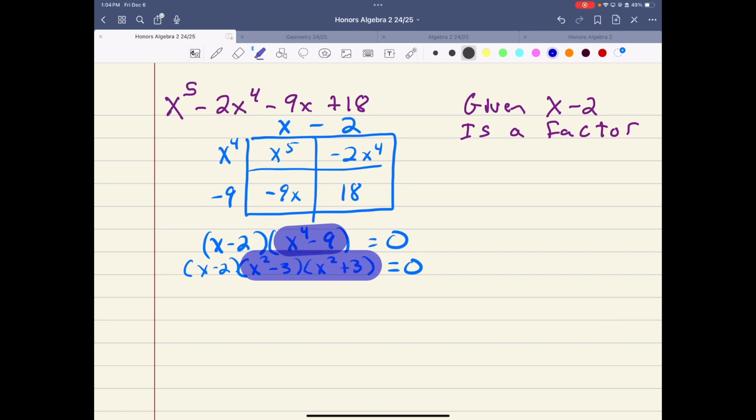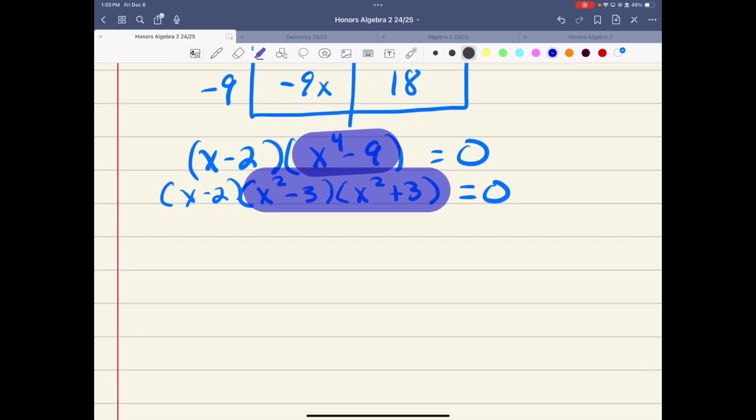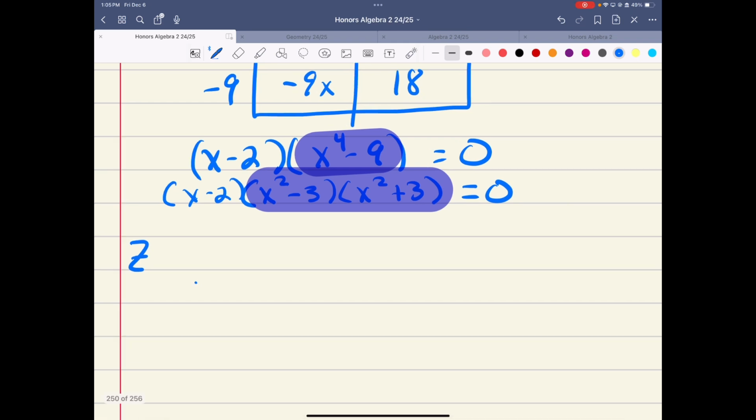Difference of squares. X squared is a perfect square, but 3 isn't, so we can't factor that any further. So it's done being factored. So we find the zeros. First zero is easy. First zero is just 2.